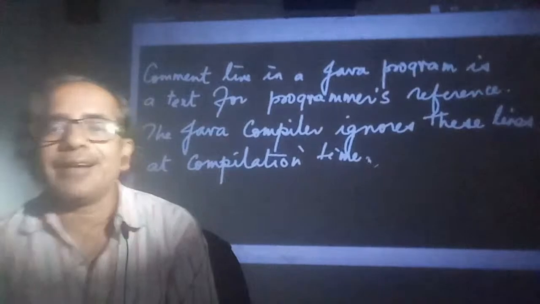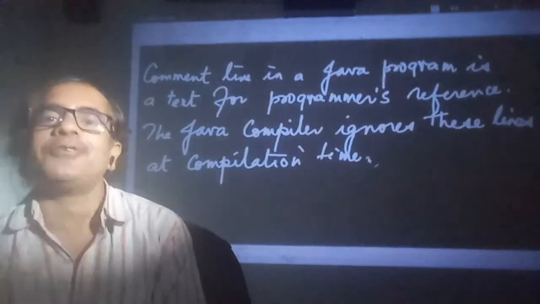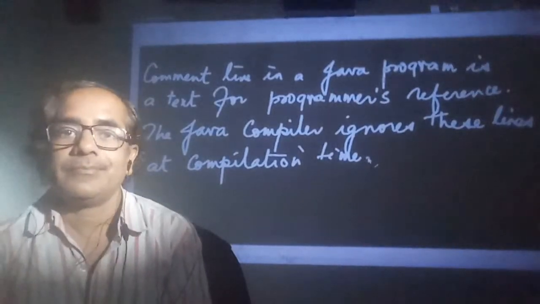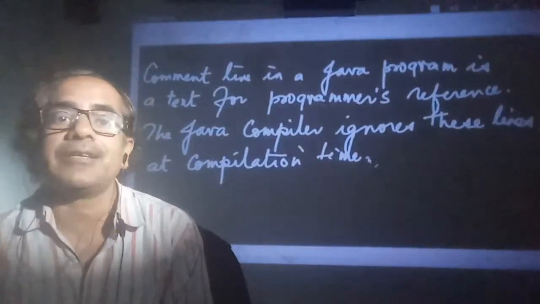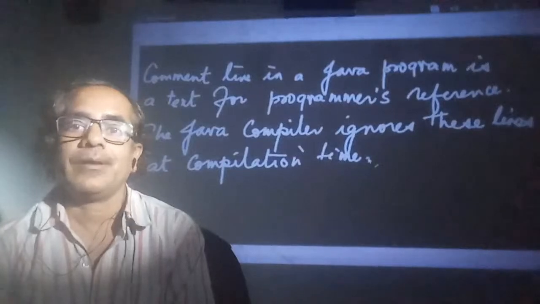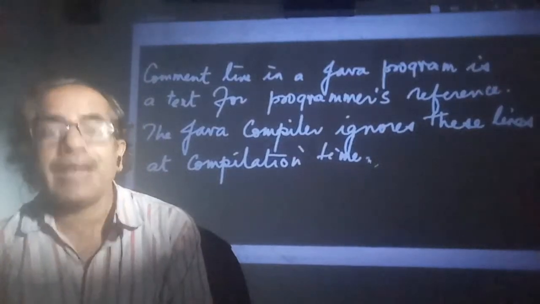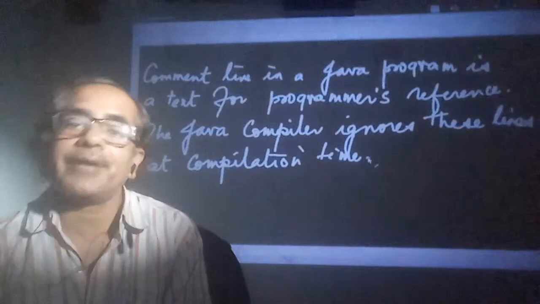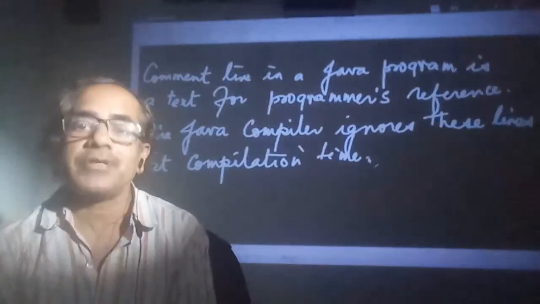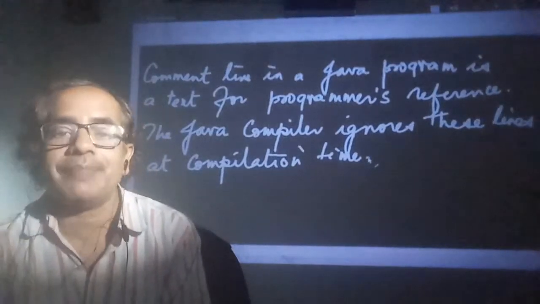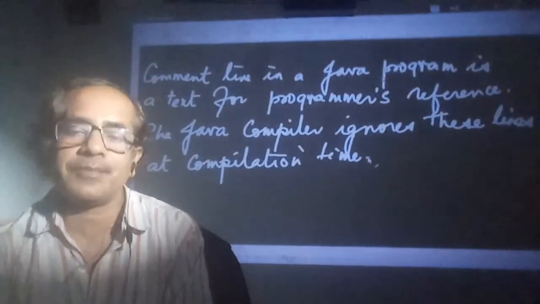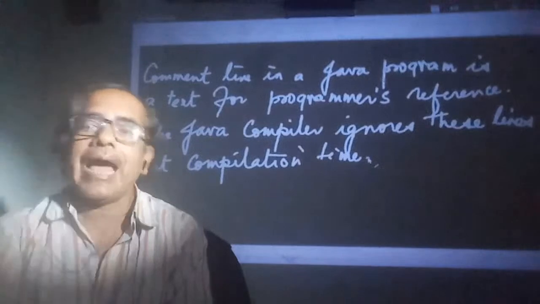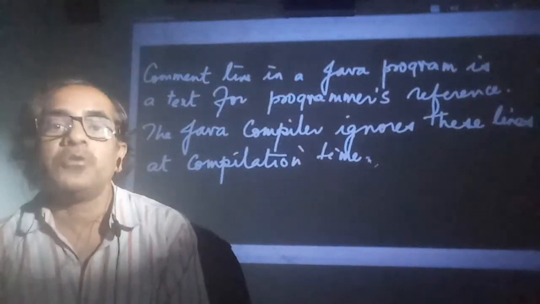So in a comment line, you are free to write anything, because these lines are not for compilation. Rather, these lines are written for programmer's reference, so that you can understand the program, or one who is changing the program can understand the description of the program properly, and he can write onwards.